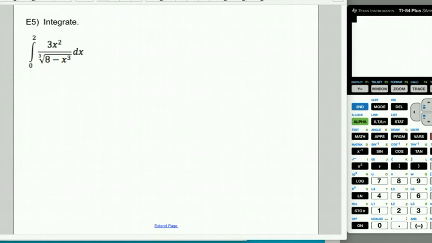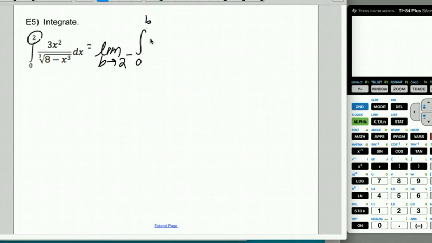All right, so when we go to plug in here, just to show you the reason we have an issue here and the reason this is improper is because 2 would be a vertical asymptote for this graph. If you were to look at the graph of what's in the integrand, 2 would create a problem because you get 8 minus 8 in the denominator. So we have to treat this as the limit as b approaches 2 from the left, because we're approaching from values between 0 and 2, of the integral from 0 to b of this 3x squared over cube root of 8 minus x cubed dx.